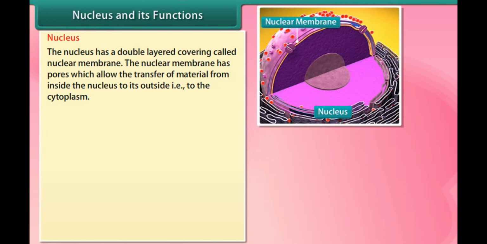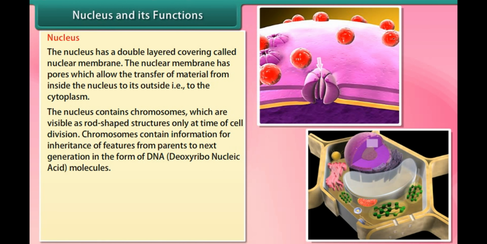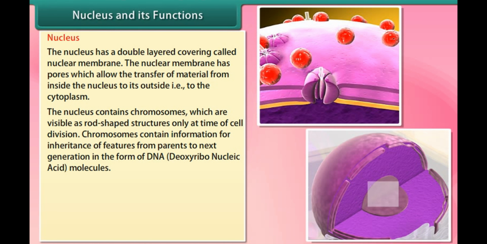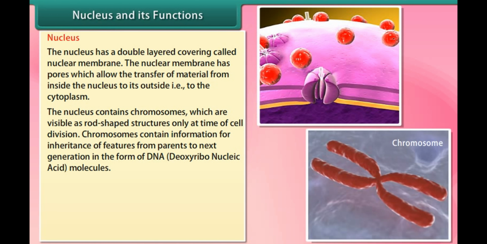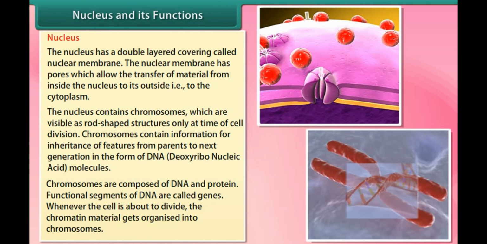The nucleus has a double-layered covering called nuclear membrane. The nuclear membrane has pores which allow the transfer of material from inside the nucleus to its outside, that is, to the cytoplasm. The nucleus contains chromosomes, which are visible as rod-shaped structures only at time of cell division. Chromosomes contain information for inheritance of features from parents to the next generation in the form of DNA, deoxyribonucleic acid molecules. Chromosomes are composed of DNA and protein.